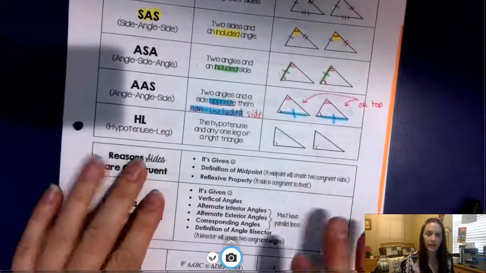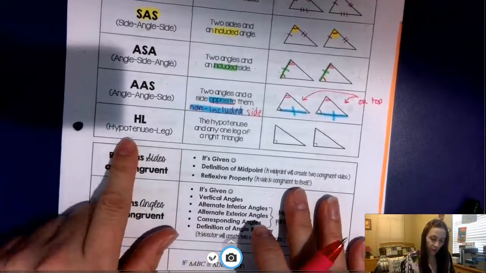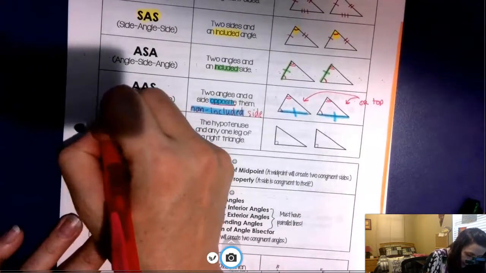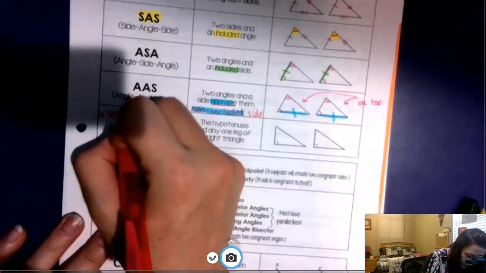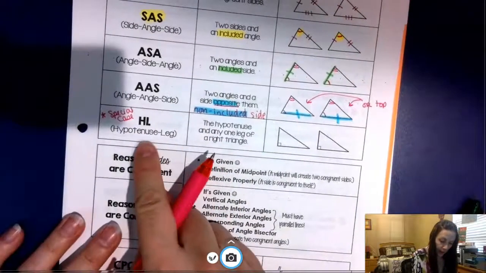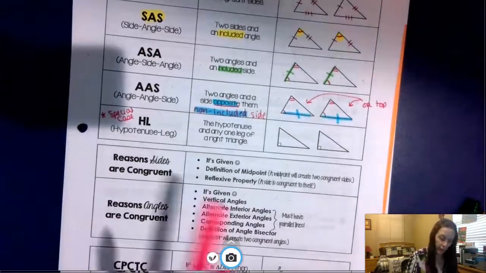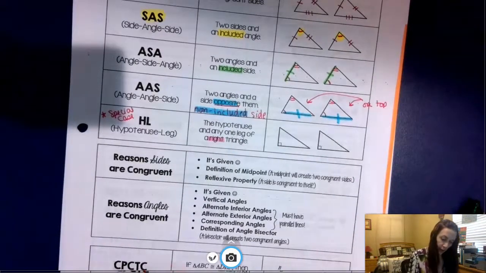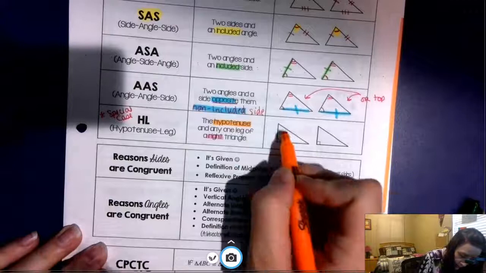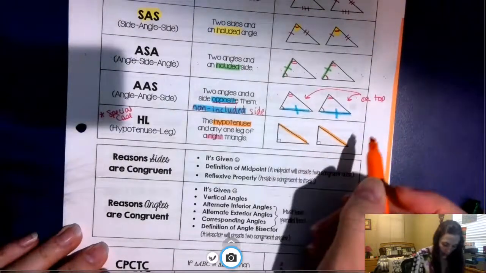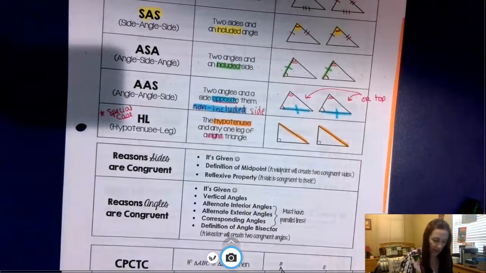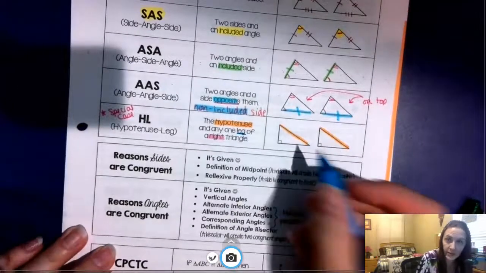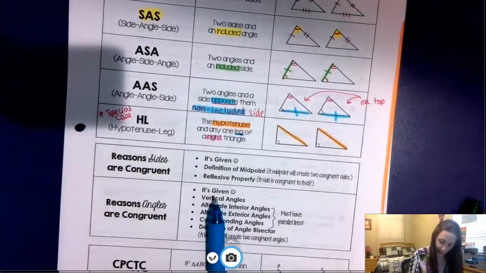Okay, now our last one is HL, hypotenuse leg. If you have a hypotenuse, remember, this is a special case. If you see the word hypotenuse, you know that you have a right triangle. And you are looking for the hypotenuse, which would be this right here, and any one of the legs. It doesn't really matter which leg. It'll either be the height or the base in either of the legs. So we'll say it's this leg here.